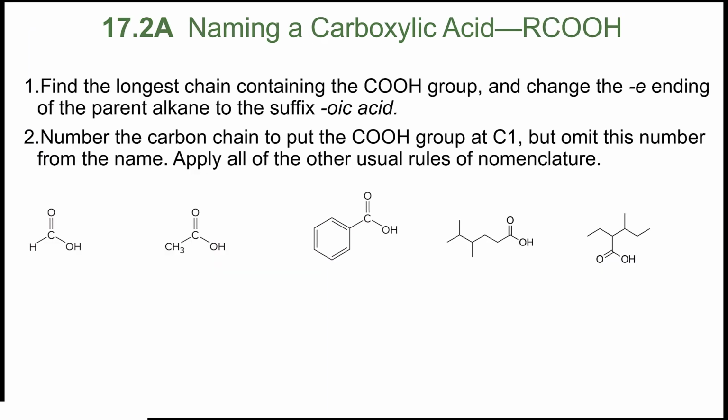When we name carboxylic acids, the longest carbon chain has to contain the C double bond OH group, which can also sometimes be written as CO2H, which we saw in the last slide. We change the E ending of the parent alkane to the suffix oic acid. The other thing is that the carboxylic acid group is always going to be at C1, but we don't use that in the name, and then we're going to apply all other rules.